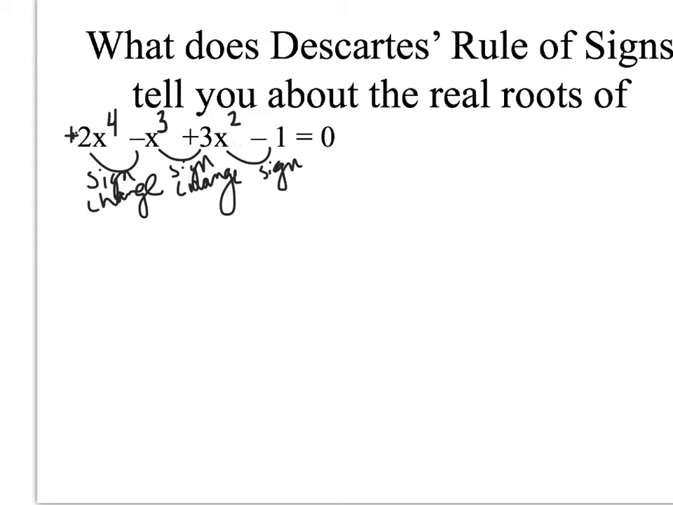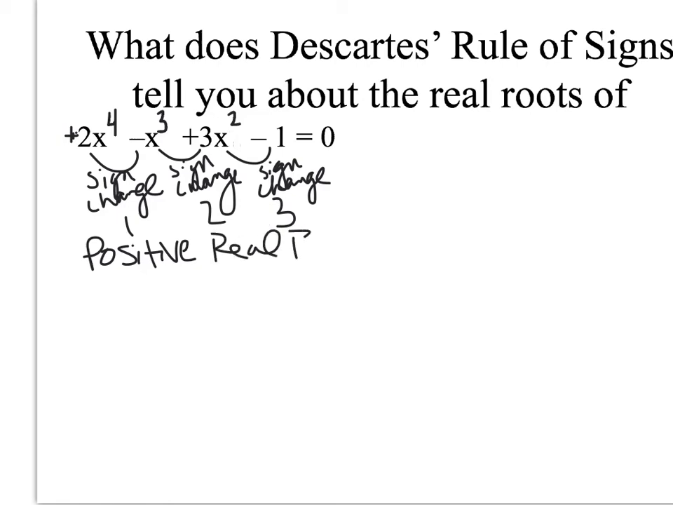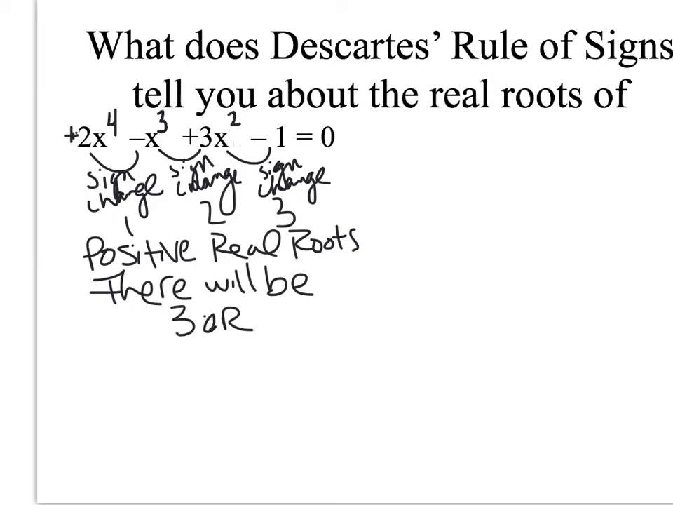So there are 3 sign changes in this original thing. So positive real roots, there will be 3 or 1. 3 because there's 3 sign changes, and 1 because if there's less, it's always less by an even difference.